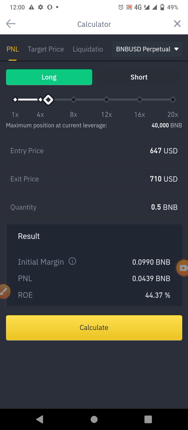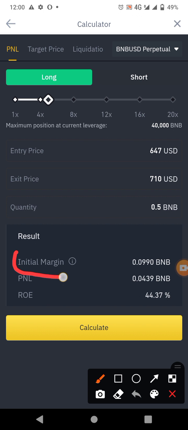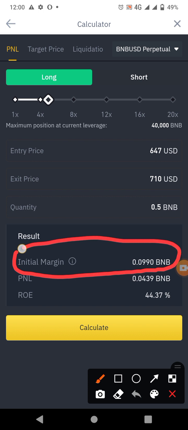The trade I placed was 0.5 BNB. The amount of BNB it costs me, that I must have in my balance, the balance that is transferred from my spot to my futures, is 0.09. That's the meaning of initial margin. That is your initial investment. The profit I'll be getting in BNB is what?